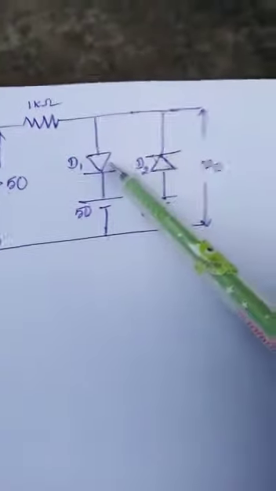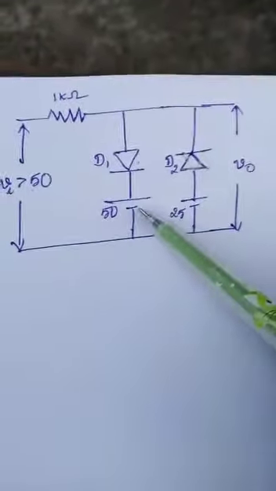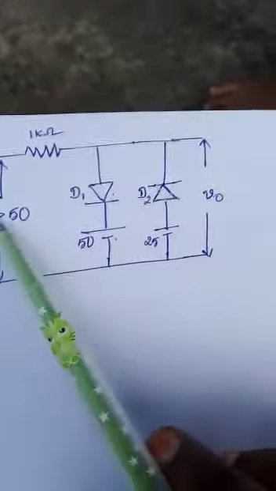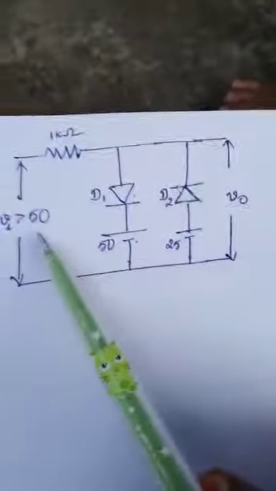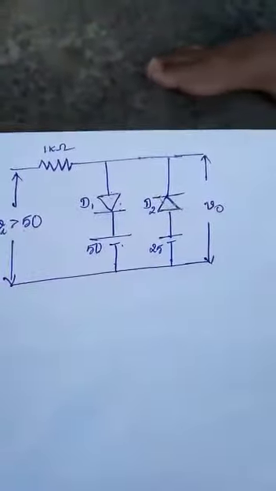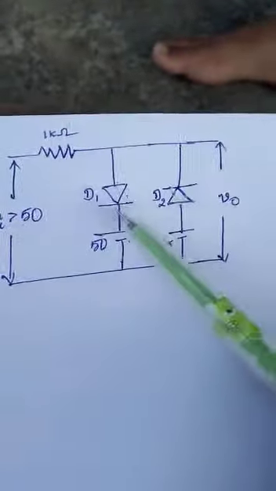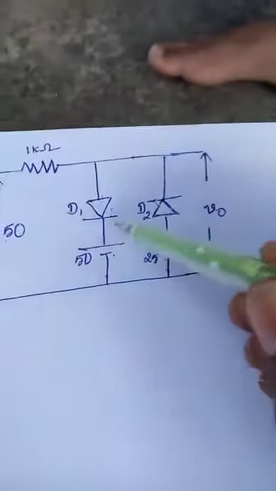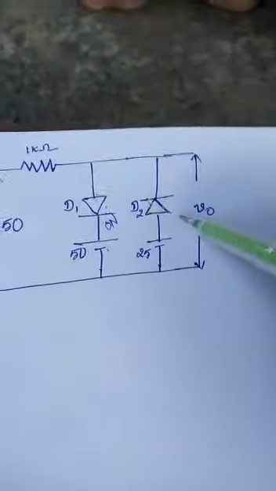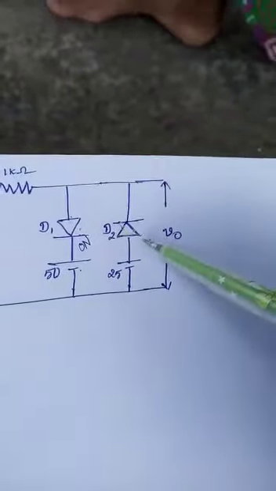Now the diode D1 cathode is connected to 50 volts. What is the anode voltage? The anode voltage, based on the condition, is more than 50. So the anode voltage is more than 50 and the cathode voltage is 50, such that diode D1 is in on condition. D1 is in on condition. Now coming to the diode D2 here. What is the D2 diode operation?